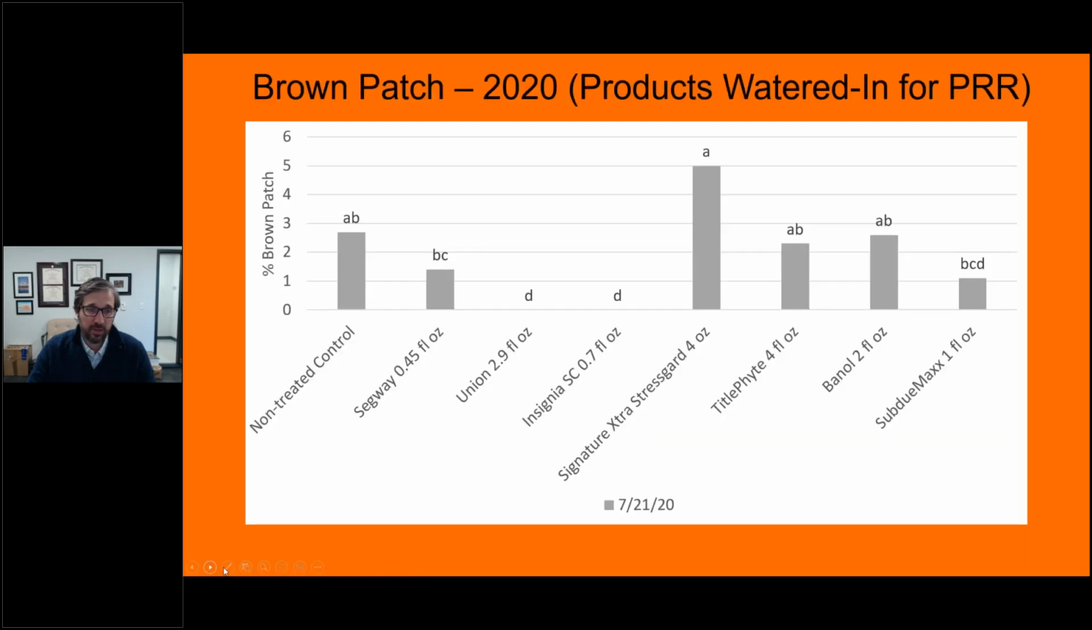And we've seen benefits to some of our products watered in. This is looking at brown patch development in 2020 with that same trial where we had shown the root rot development. So even watered in, we're still seeing a reduction in brown patch from Union, which contains azoxystrobin, and from Insignia, which is pyraclostrobin. Very good control of brown patch, even when watering in these compounds for Pythium root rot.